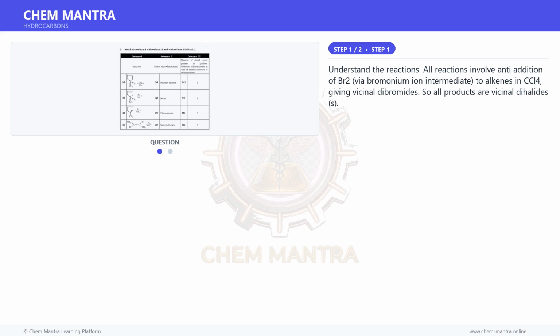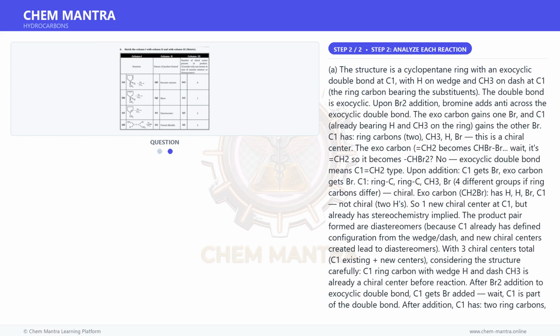Understand the reactions. All reactions involve anti-addition of Br2 via bromonium ion intermediate to alkenes in CCl4, giving vicinal dibromides. So all products are vicinal dihalides, S. And for the final step, A.